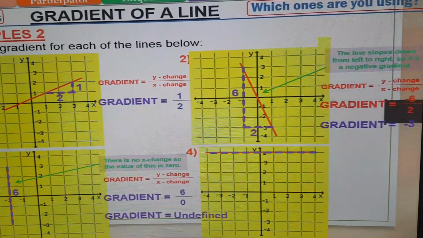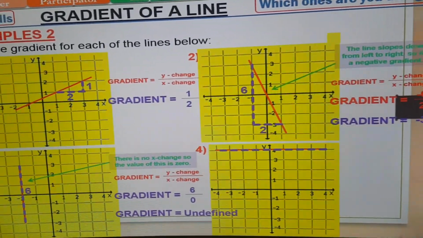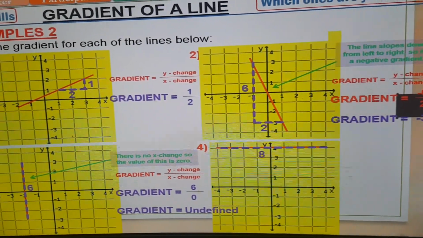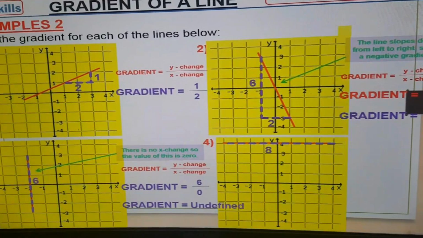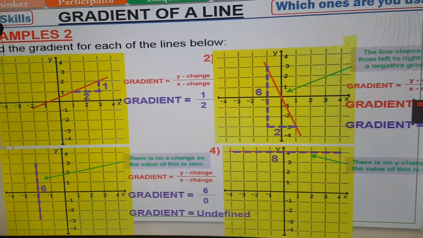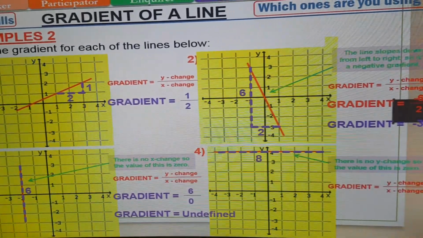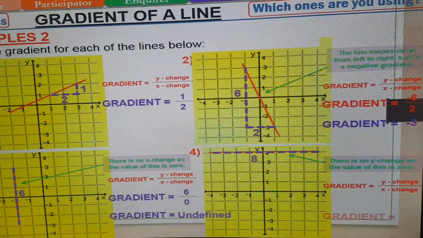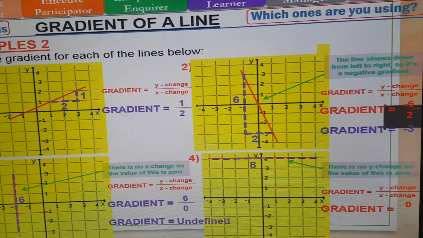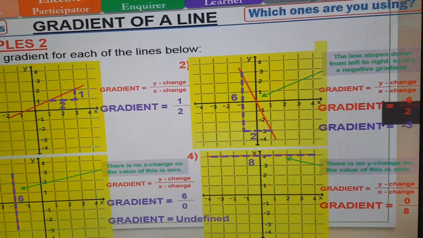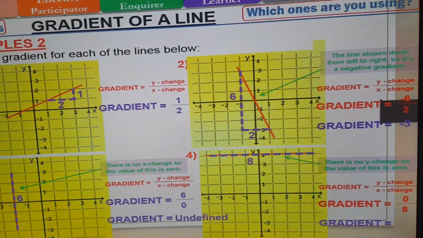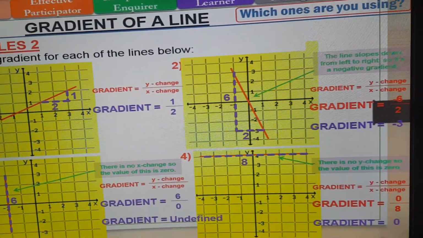Now let's move on to question number 4. In question number 4, we've got only a change in x and no change in y. So the gradient is given by 0, because no change in y over change in x, 8. And the gradient of this line is 0.